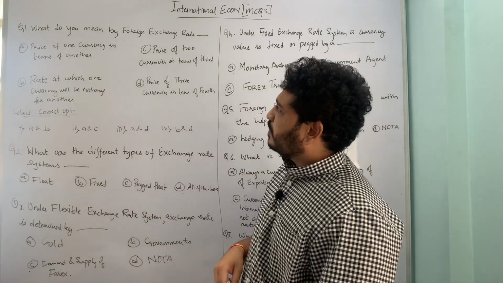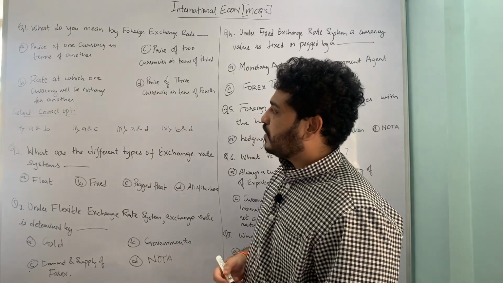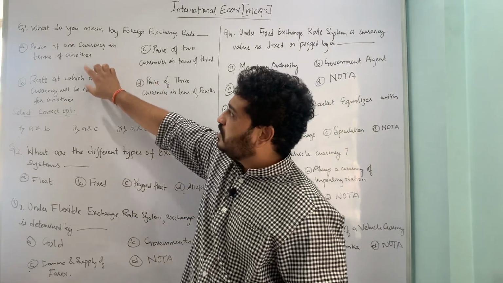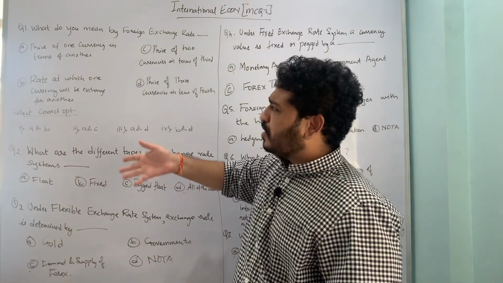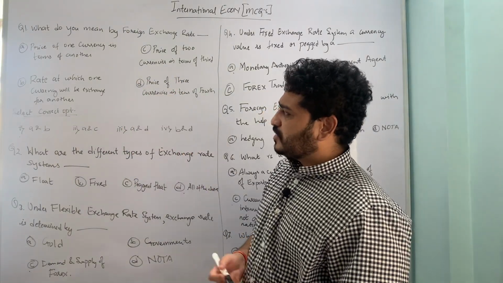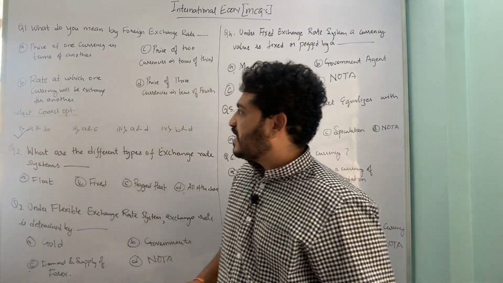So if you know the definition or the idea of what foreign exchange rate particularly boils down to, it is A and B, that is price of one currency in terms of another or the rate at which one currency will be exchanged for another. So here our correct option is the first, that is A and B.